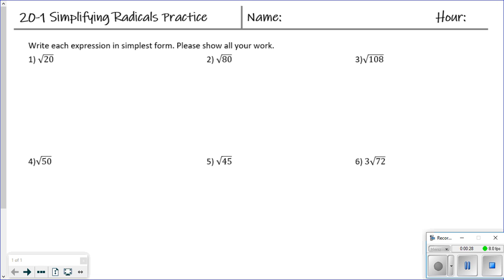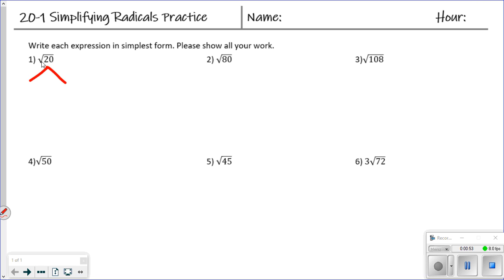Okay, we need to break it down using perfect squares. So we need to take 20 and we need to write it as a product of two numbers, one of which is the largest perfect square. Okay, so sometimes we just need to guess and check. Sometimes we might know right away.